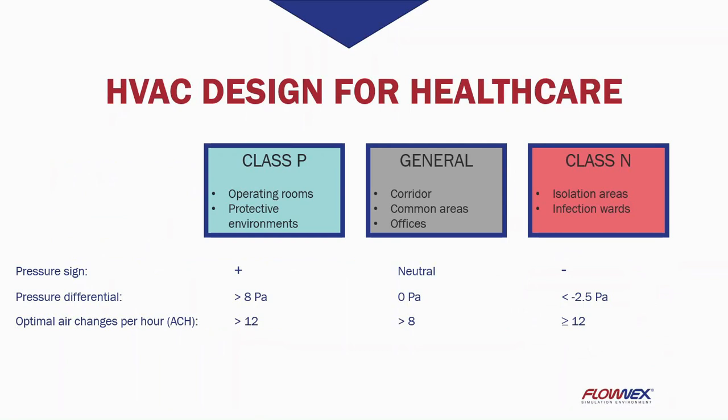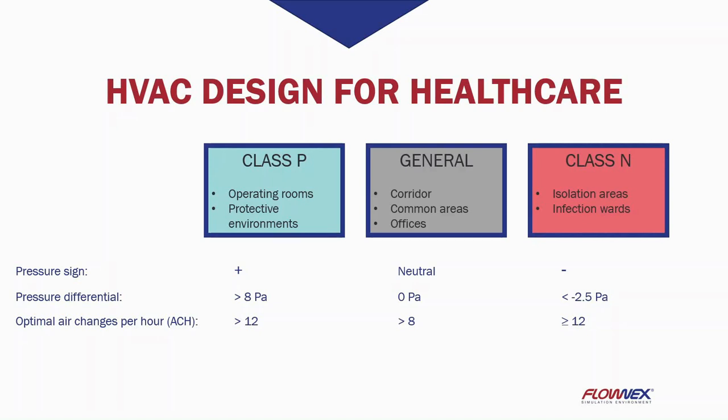If we look at the typical room designation in a healthcare environment, three main categories exist. The first are Class P, which are operating rooms and protective environments, for example. These rooms are usually kept at a positive pressure greater than 8 Pascal above atmosphere, and the optimal air change rate per hour is more than 12. The second being general rooms, which are kept at neutral and a required air change rate of 8.